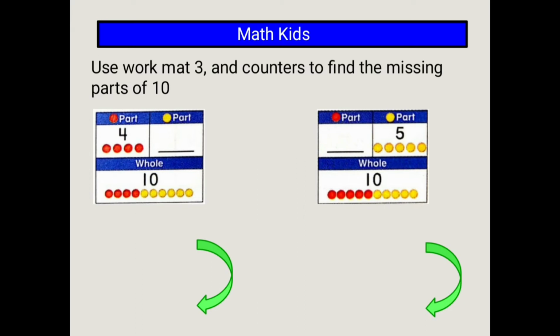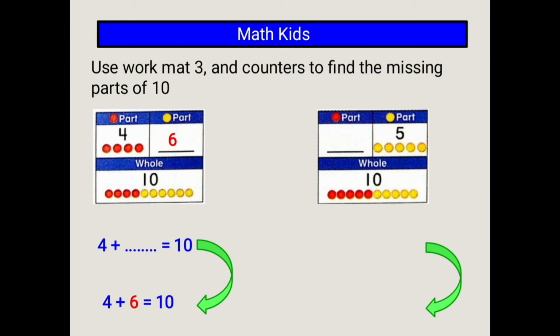Okay, let's think together. So we'll draw 4 plus what gives you 10? 4 plus how many more counters gives you 10? You can use your fingers. You can count after 4 to get the number. So 4 plus 6 gives you 10. Very good, excellent.